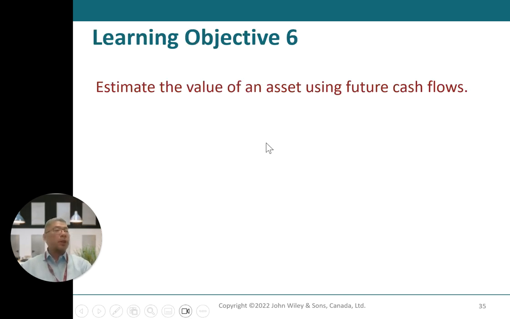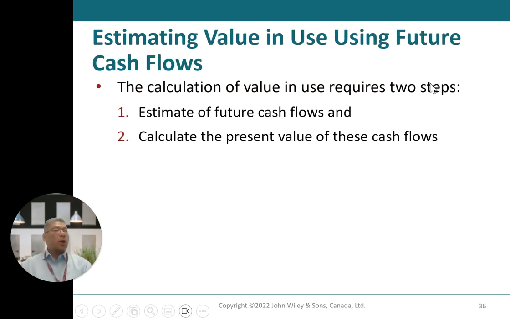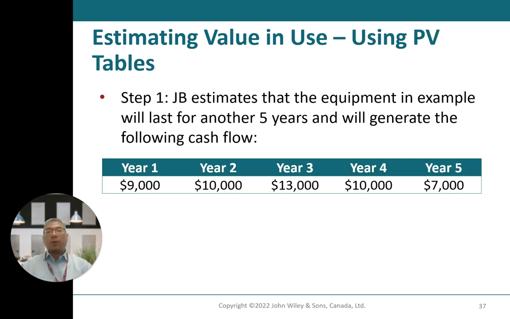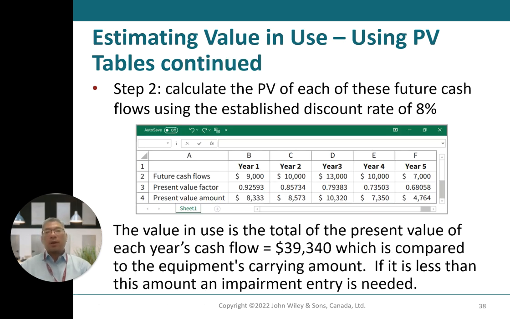Then objective number 6: estimate the value of an asset using future cash flow. The calculation of the value of an asset usually requires two steps: estimate the future cash flow and calculate the present value of this cash flow. How are you going to go about it? Estimate the equipment as an example. Over the last 5 years you generate the following cash flow: year 1 is 9,000, year 2 is 10,000, year 3 is 13,000, year 4 is 10,000, year 5 is 7,000. When you do that, you calculate each one. Here's the year, the future cash flow, and then using the 8% present value interest factor from the table, you calculate and add it up to get 39,340.